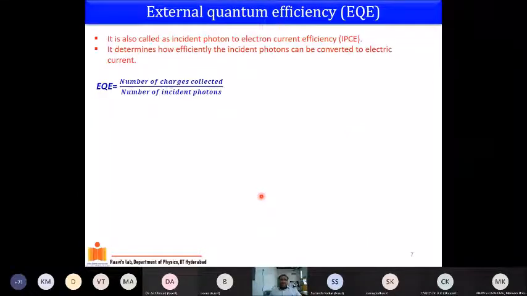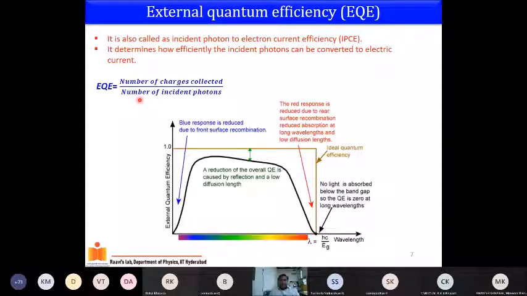Okay. Next comes the external quantum efficiency. Few of you asked yesterday, so I just had a slide on this. It is also called the incident photon to electron conversion efficiency. It determines how efficiently the incident photons can be converted to electric current. So what does it mean? It is the ratio of the number of charges collected to the number of incident photons.